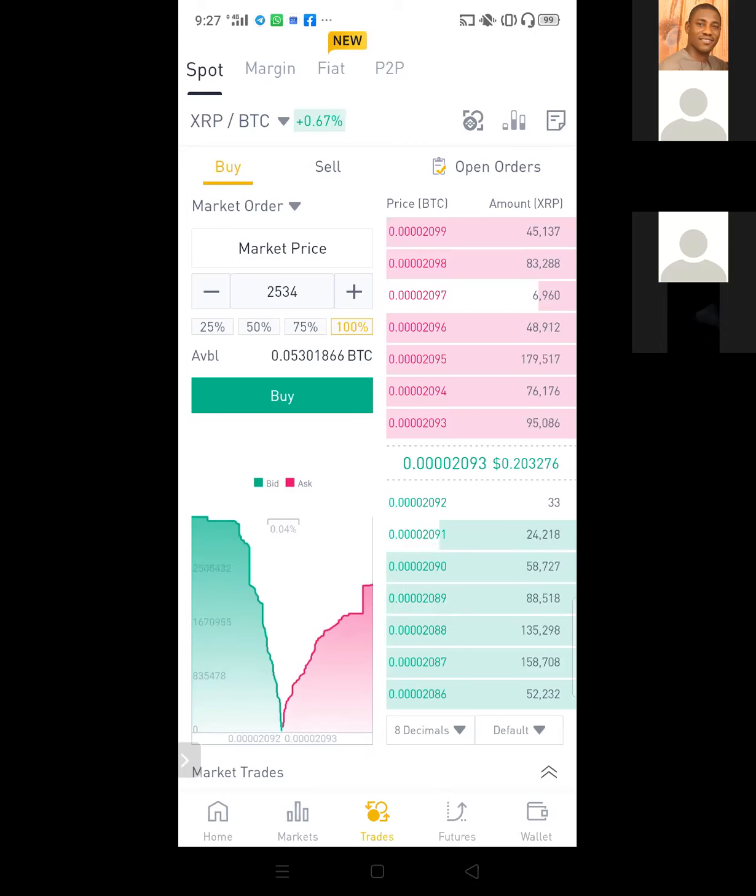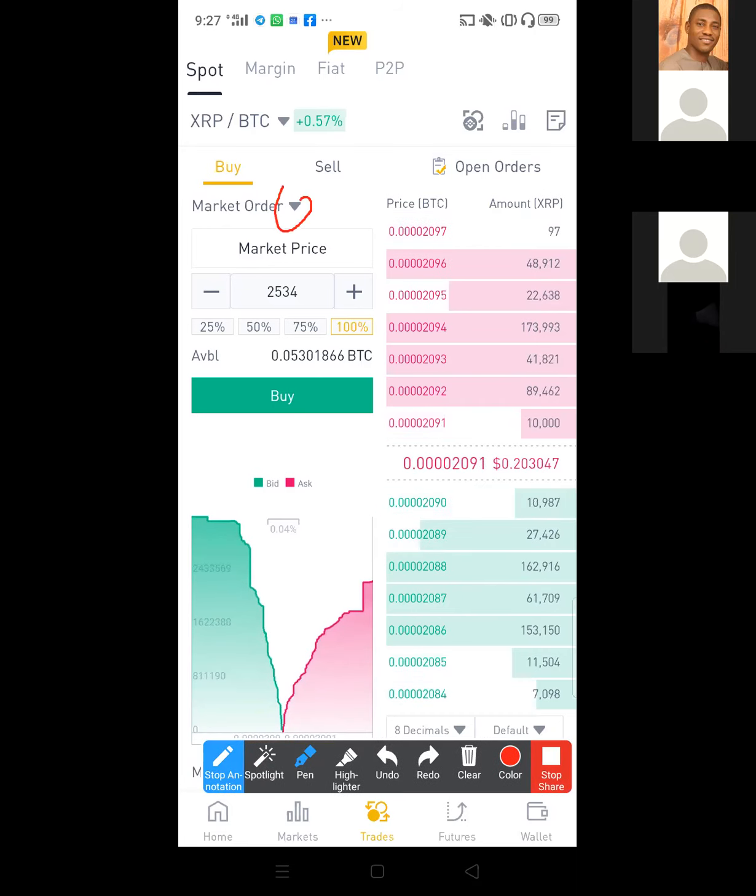All right. So you go to market order and then click on buy. When you click on buy, this is instant execution. You are buying at the current price. That's instant execution. So now let's go to the next thing, which is stop limit and OCO.